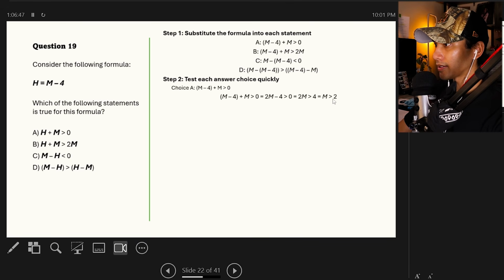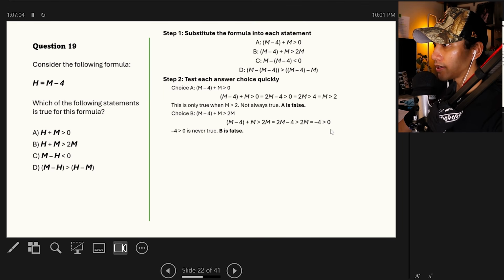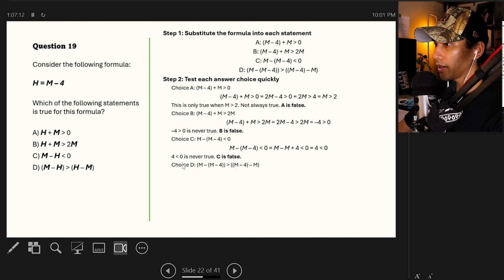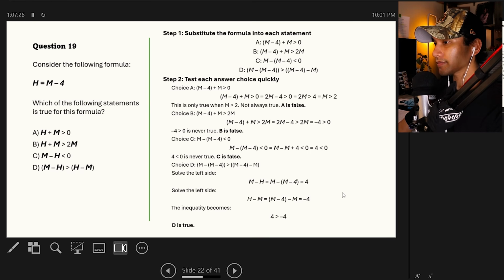So I did exactly that. m is greater than 2. I don't understand this, but it means this is only true when m is greater than 2, not always true. A is false. Choice B: negative 4 is not greater than 0, so B is false. Over here, 4 is not less than 0, so C is false. And then we did this long one, but it made sense. You get 4 and negative 4, and the inequality becomes 4 is greater than -4, and that is the correct answer. All right, D is true.